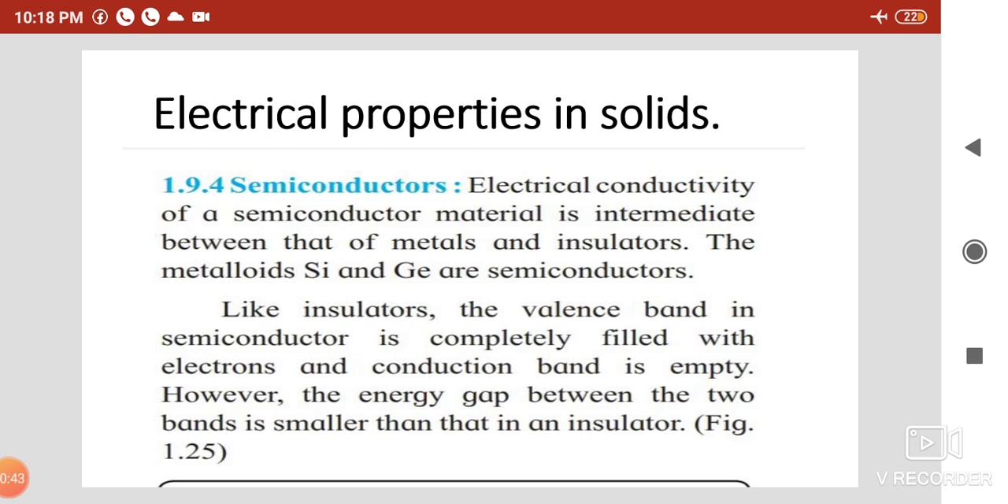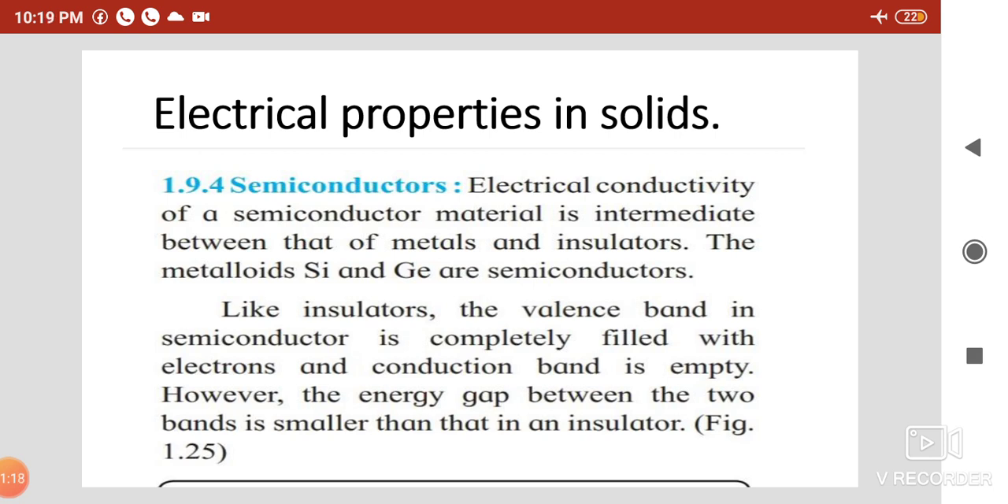Today we are going to study a new topic, that is semiconductors. These materials are insulators at a low temperature, and they conduct electricity at high temperature, so they are called semiconductors. Semi means half. So let us see how it happens, how they conduct electricity.